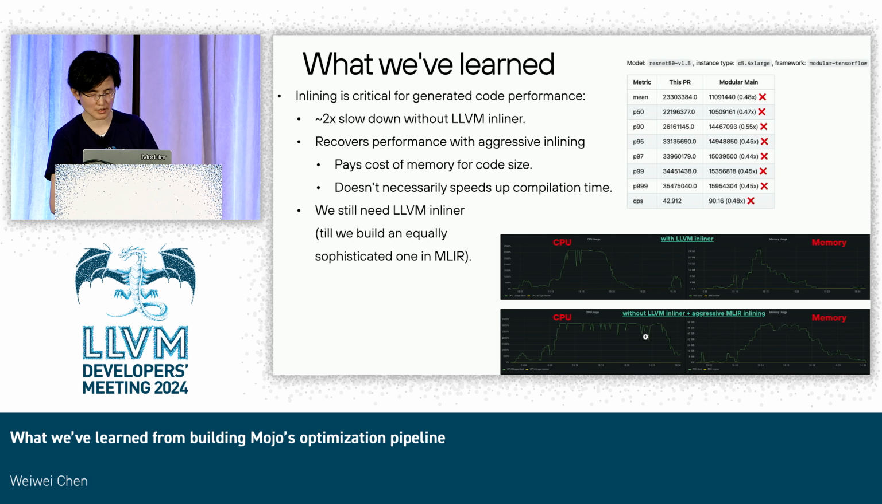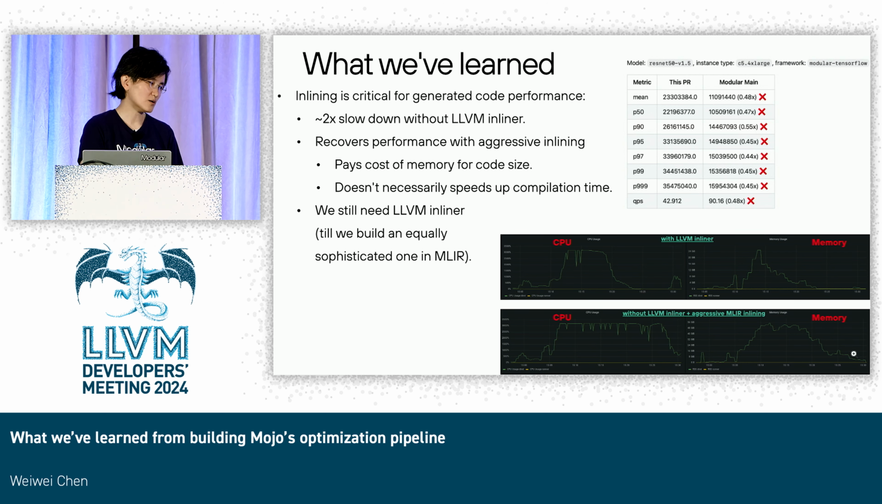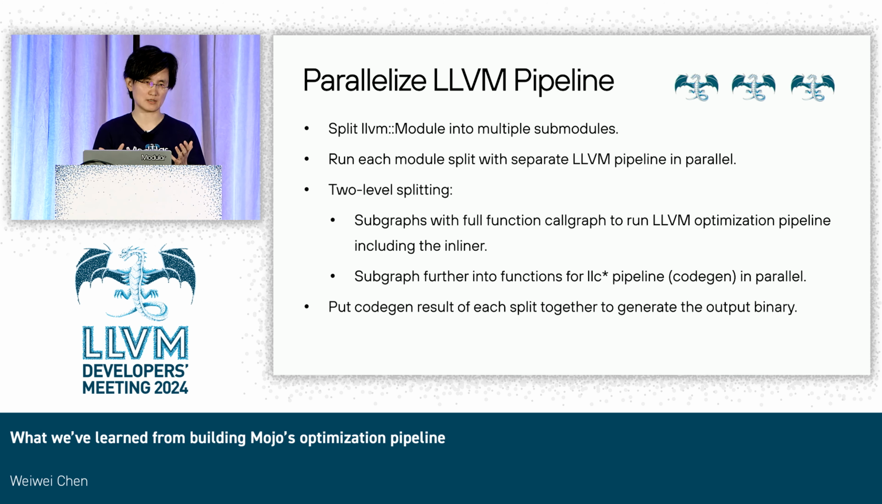As you can see here, with aggressive inlining, the CPU utilization is higher because we have more parallelization happening, but we also need more memory because the code size is larger. And overall compilation time is more or less the same, so it's not quite helpful. So it might be a little bit naive to think that we can just get rid of LLVM and replace it with tons of work building that at the MLIR level. The conclusion here is that we still need the LLVM inliner until we can build an equally sophisticated one at the MLIR level. So with that in mind, we still want to parallelize the LLVM pipeline.